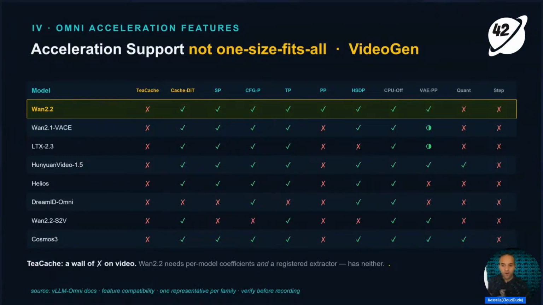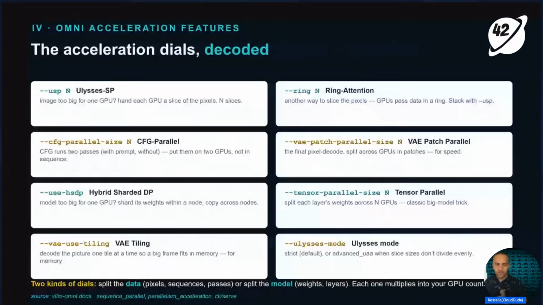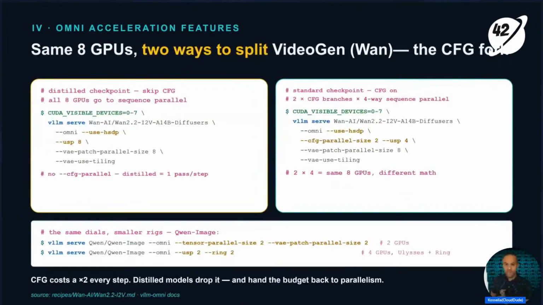Okay, so quick recap in terms of parallelism flags in this slide. Easy way to see this is through two families. You either split the data, talking about sequences with Ulysses sequence parallelism, or passes like CFG parallelism, or pixels through ring attention, or you can split the model like we talked about with the HSDP, right? And in this example, we can see on the left that we used HSDP to split the weights, and patch parallel to split the decoding across GPUs.